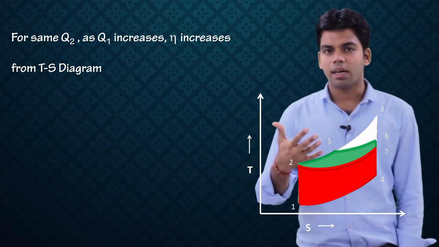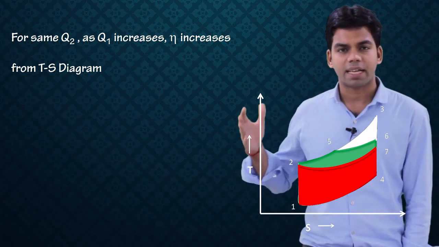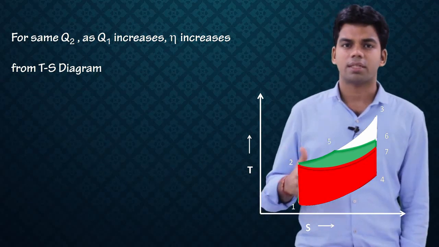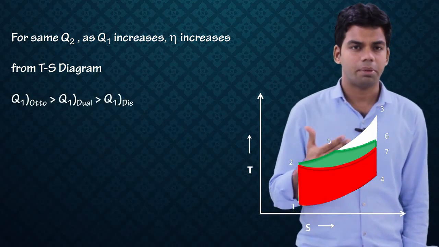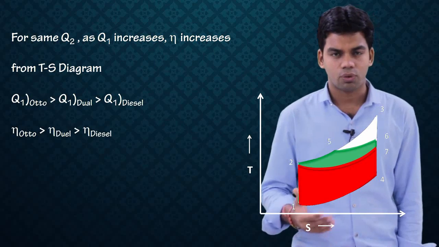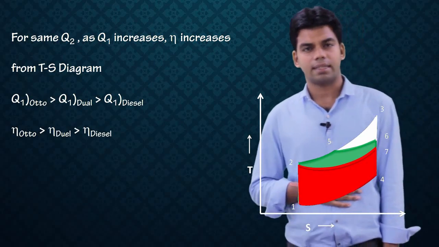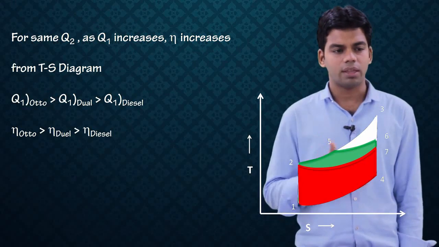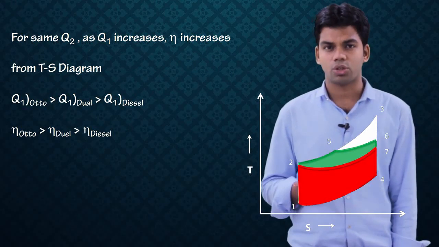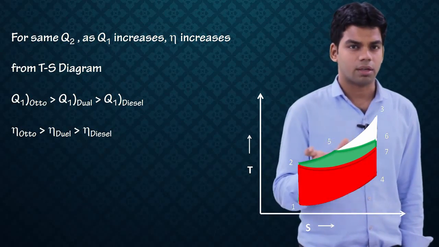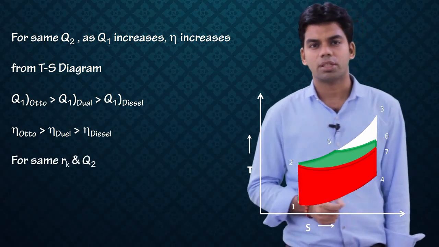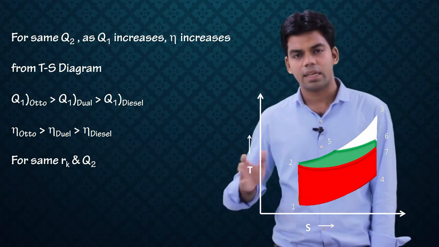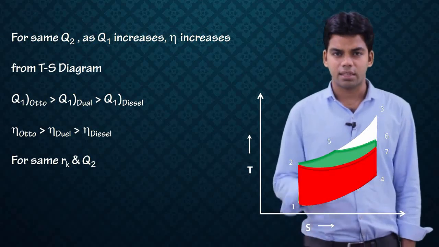So more is the area, more will be heat addition. So as we can see, the maximum area is covered under process 2, 3. That means the efficiency of Otto cycle will be maximum, then the efficiency of dual cycle, and then the efficiency of diesel cycle. Because Q1 for Otto cycle is maximum, then for dual, and then for diesel. So for same compression ratio and same heat rejection, very important, under this head only, efficiency of Otto cycle is greater than that of dual cycle, is greater than that of the diesel cycle. This is the first comparison.